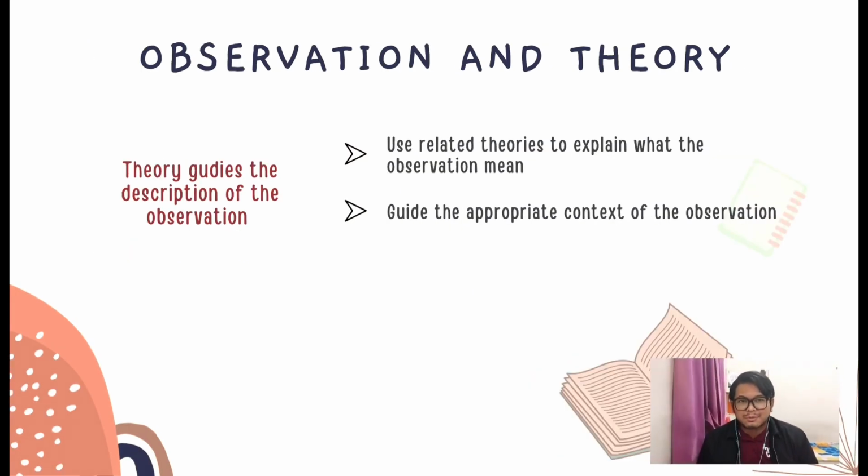Theory guides the description of the observation. As we know, it is very common that theories involve many expectations and hypotheses. So theory guiding the description of the observation means that we use related theories to explain what the observation means and to give the appropriate context for the observation, so that what we observe will not stray away from our theory.